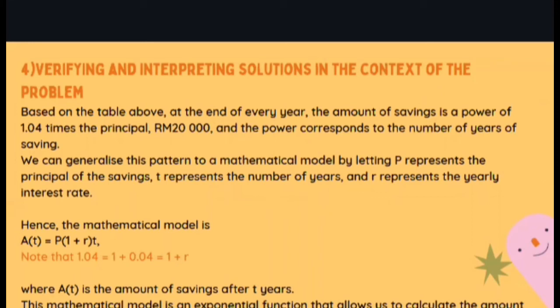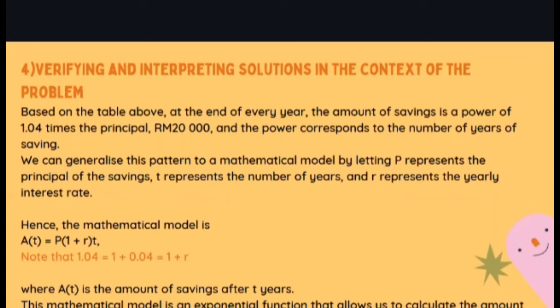Based on the table above, at the end of every year, the amount of savings is a power of 1.04 times the principal of 20,000 ringgit, and the power corresponds to the number of years of saving. We can generalize this pattern to a mathematical model by letting P represent the principal of the savings, t represent the number of years, and R represent the yearly interest rate. Hence, the mathematical model is A_t equals P(1 plus R)^t.